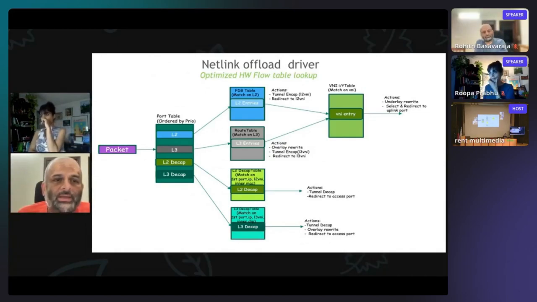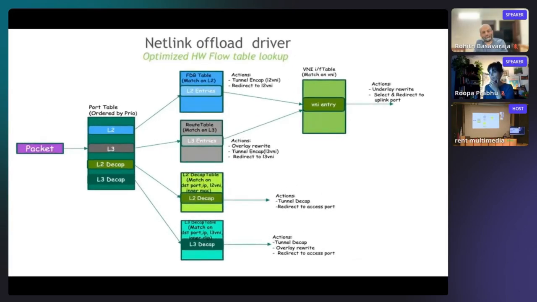As and when the packet enters, it goes into the port table, and it can take one of these four actions. In the L2 NCAP case, it goes to the FDB table, and based on the DMAC and the port on which it is coming, we do the encapsulation, set the VNI and redirect to the L2 VNI interface. In case of L3, we do a lookup on the destination IP, and then do the overlay L2 rewrite, and then do the tunnel encapsulation and redirect to the corresponding L3 VNI.